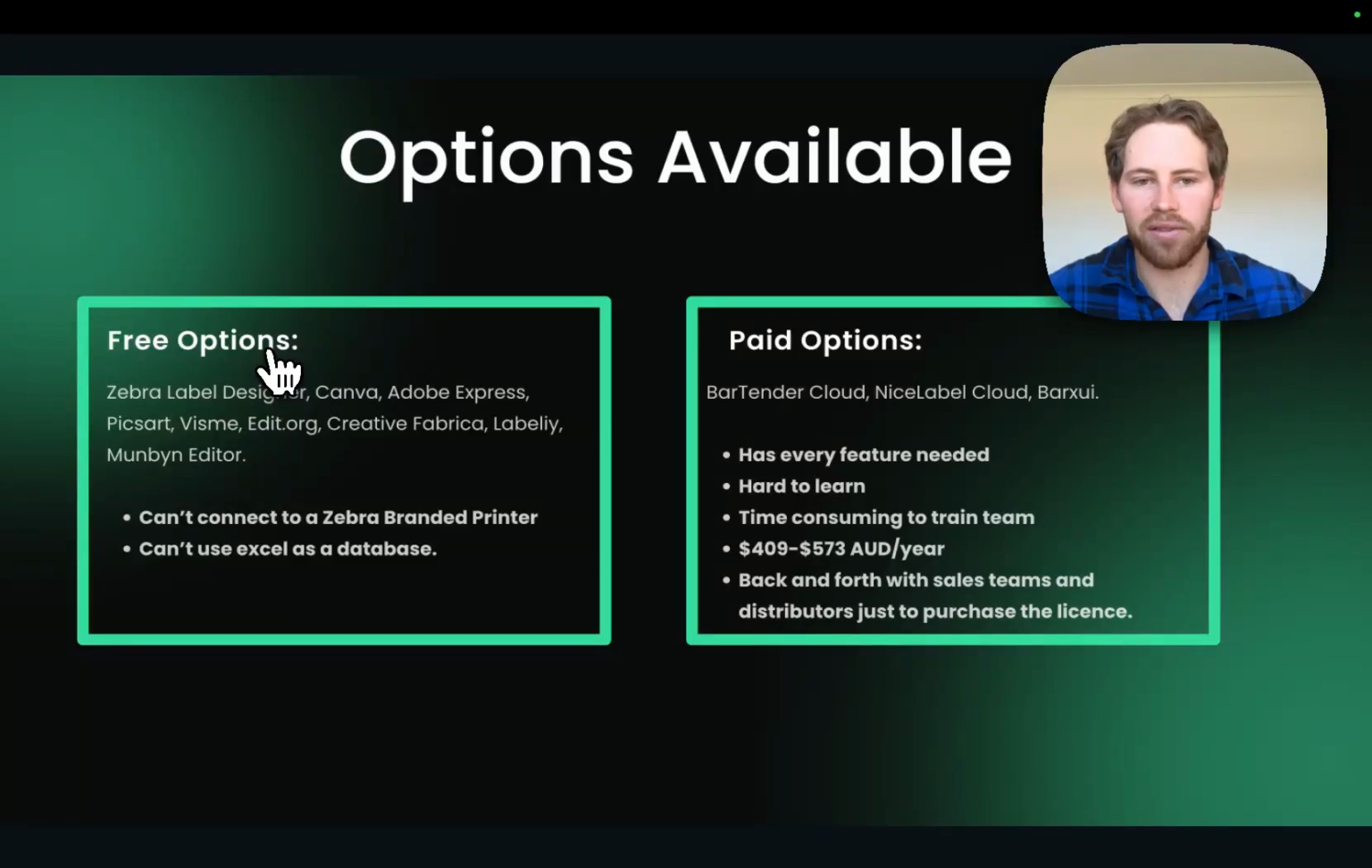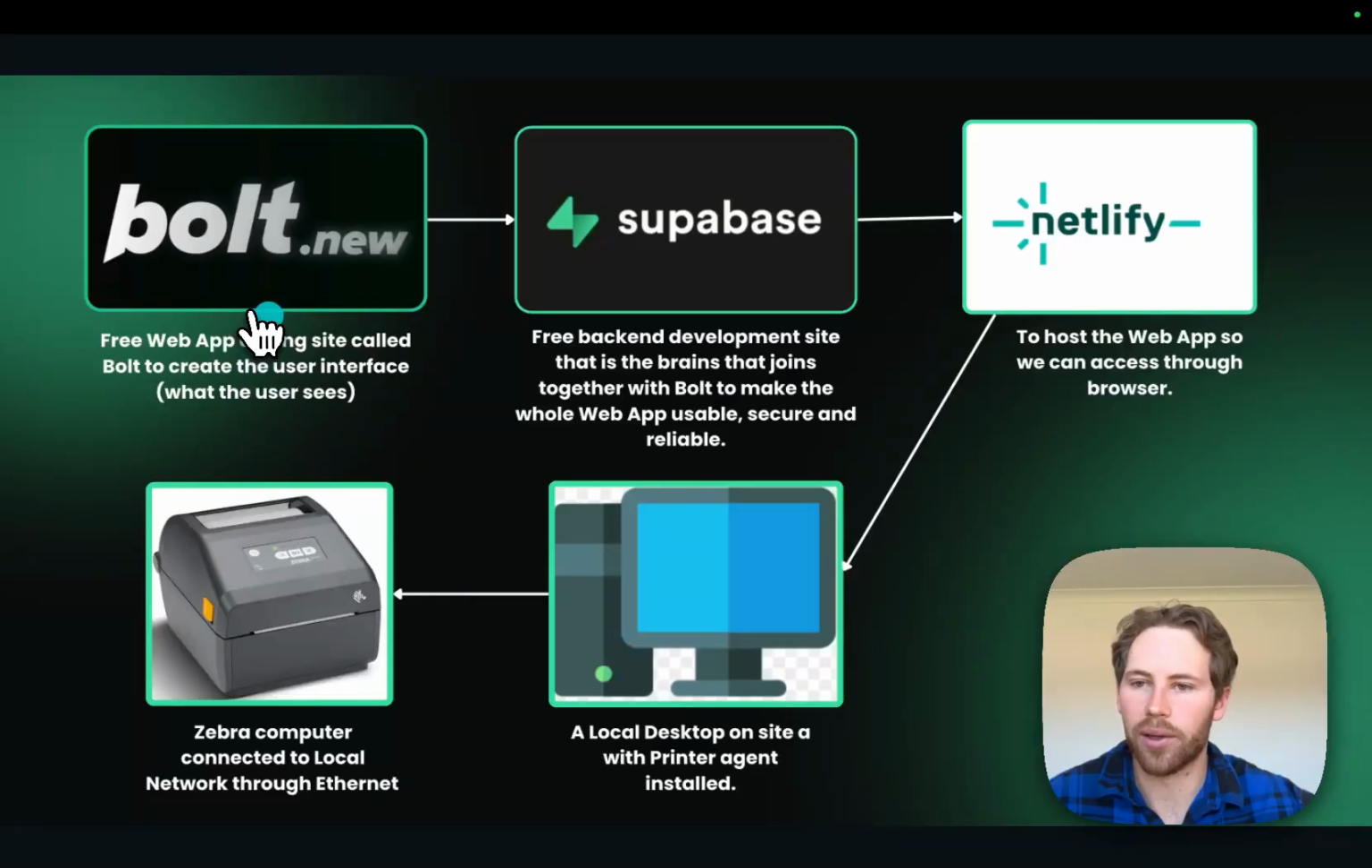They all had every feature you would ever need, but because they were so jam-packed with features, they were also hard to learn, time-consuming to train, and they cost around 409 to 573 Aussie dollars a year. Plus, I spent a fair bit of time going back and forth with their sales teams and distributors just to purchase the license. So I decided to create my own.